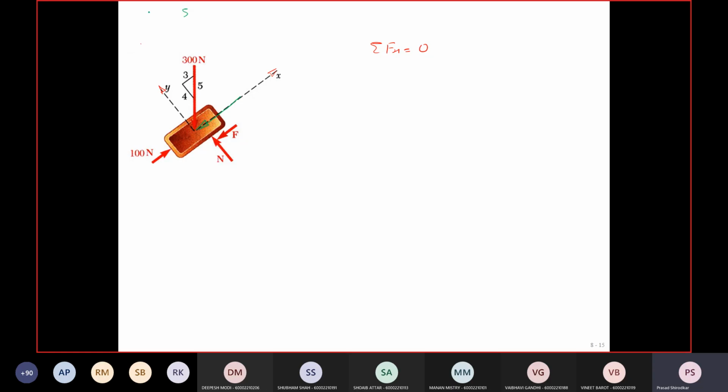If I divide 300 by 5, the factor is 60. So along this side 4, it will be 4 into 60, and along this side 3, it will be 3 into 60. So this will be 3 by 5 times 300, and this will be normal to the surface, 4 by 5 times 300. This is the component along y, and this is the component along x.